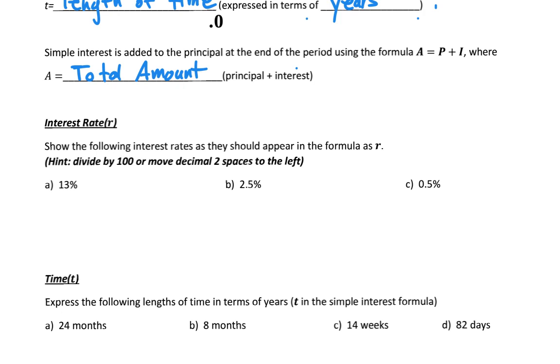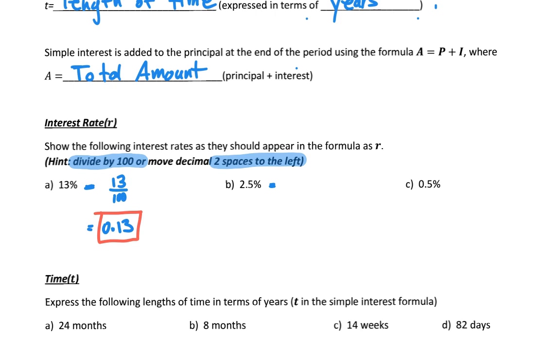The interest rate is an important thing that we have to study. So let's take a look at that by taking interest rates, dividing by 100, or moving two places to the left. If we have 13%, we can write this as 13 divided by 100, which gives us 0.13. If you're really good at that, you can just go straight to the very end at all times.